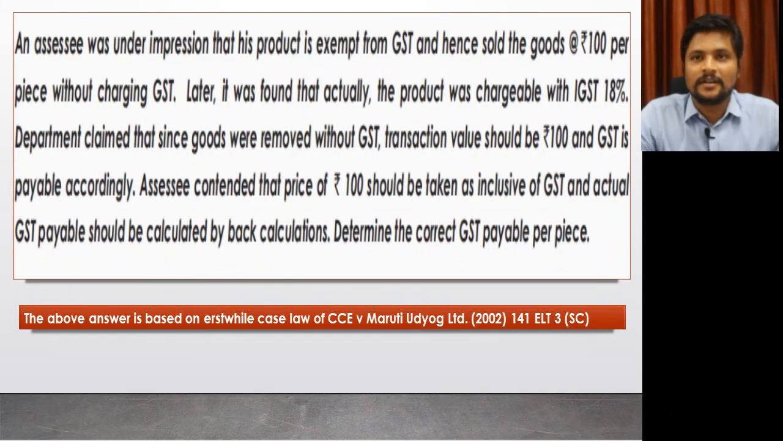So with this, our concept of valuation under GST is over. You can refer to various questions or various scenarios for your practice purpose, and we can see more videos on different chapters.